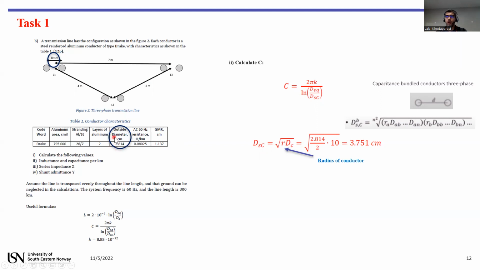According to this table, you have the diameter of the conductor. If you divide it by 2, you can calculate the R, the radius of the conductor. However, since it's a bundle, you have to consider this 10 centimeter. And based on this formula, you can calculate DSC. And if you use this formula for the capacitance, you have the equivalent from the previous task and the DSC that you calculated before. In centimeter, you insert in meters. Then you can calculate the capacitance in nanofarad per kilometer.